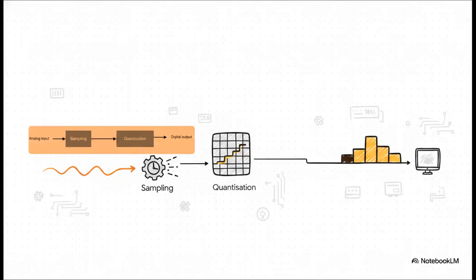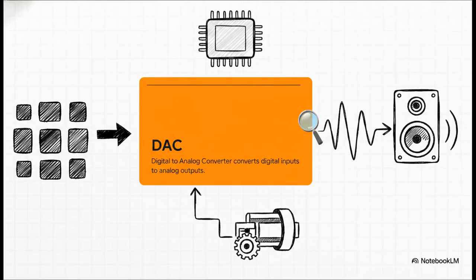The ADC pulls this magic off in 2 steps. First, it takes that smooth, continuous analog input and performs sampling, meaning it takes quick, rapid-fire snapshots of the signal's voltage at specific intervals. Then it uses quantization to round those snapshots to the nearest digital value. The end result is this staircase-like digital output that safely represents the original real-world signal so the computer can process it.